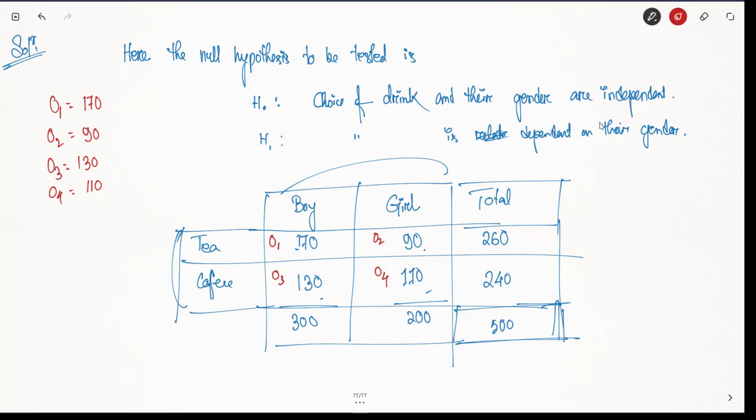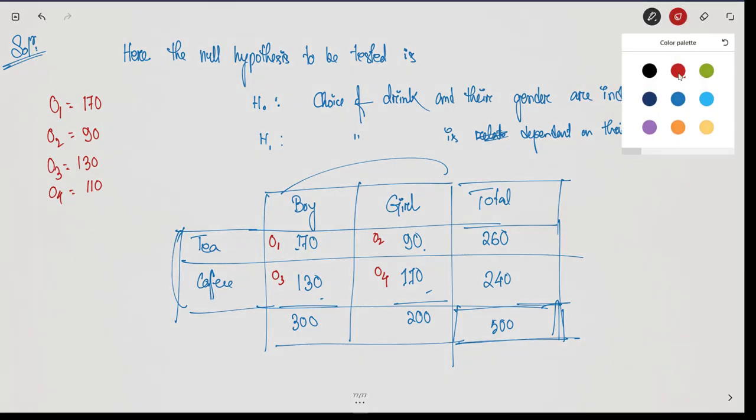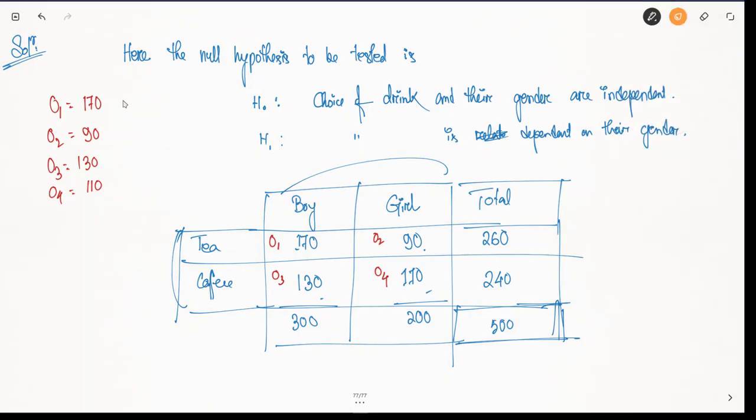The next task is to find out the expected frequencies, right? So we will find expected 1, expected 2, expected 3 and expected 4. Now how to find out the expected frequencies? Expected 1 will be related to this column, right? Since observed 1 is in this column, expected 1 will also be in this column. So we will get expected 1, expected 2, expected 3 and expected 4.